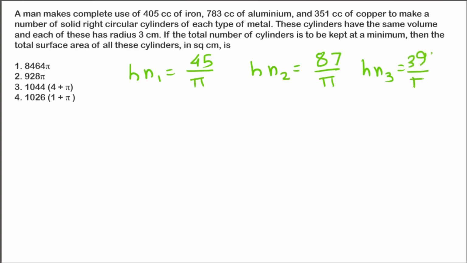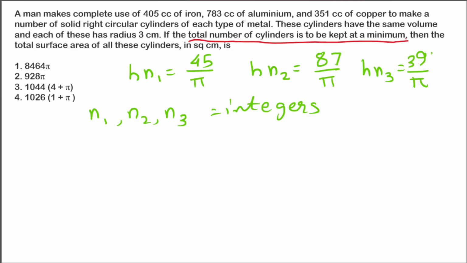Okay. All right. Now you see n1, n2, n3 are integers. And we have another very important piece of information that is given. That is the total number of cylinders is to be kept at minimum. Now you see this has become a GCF problem. LCM and GCF, greatest common factor, is this problem.